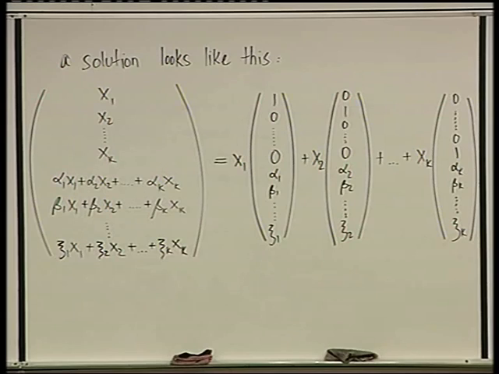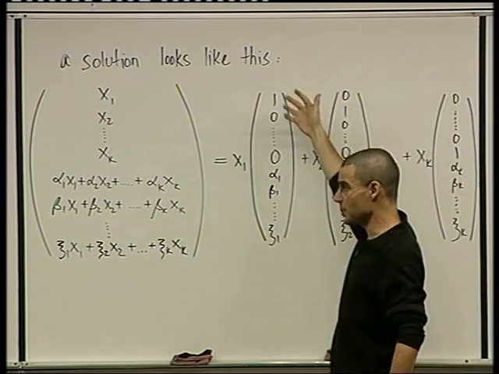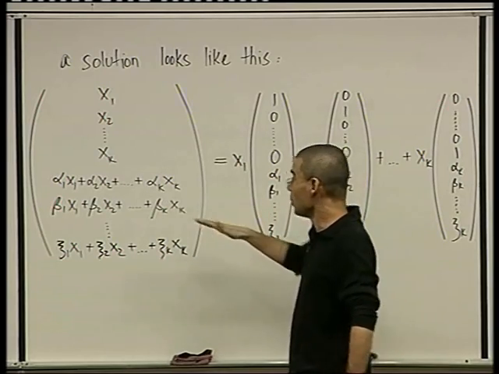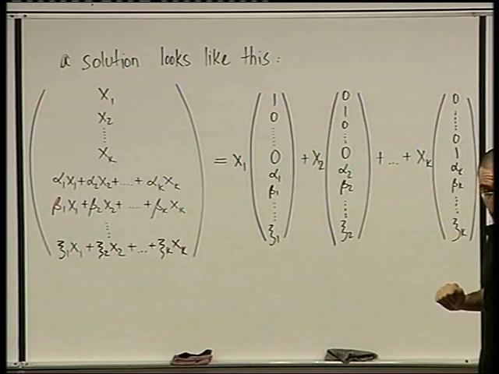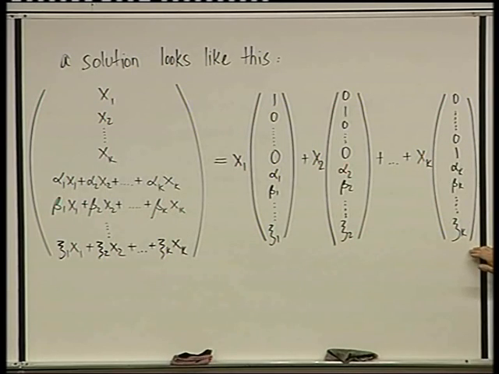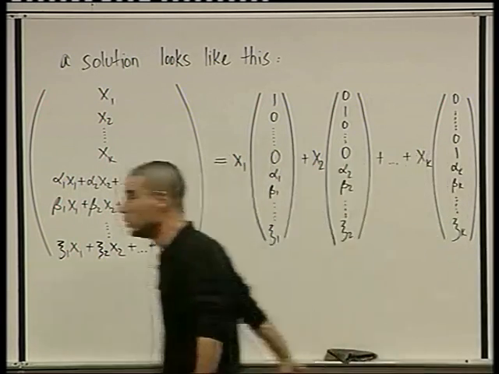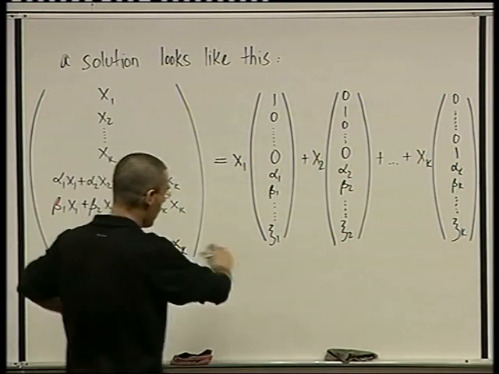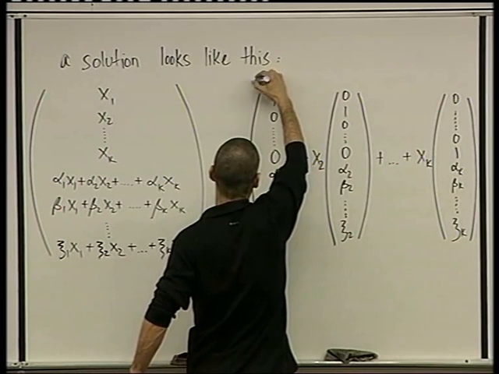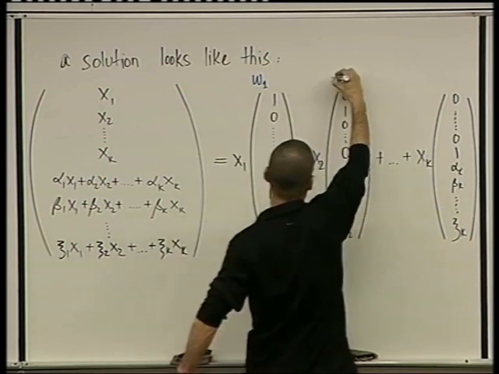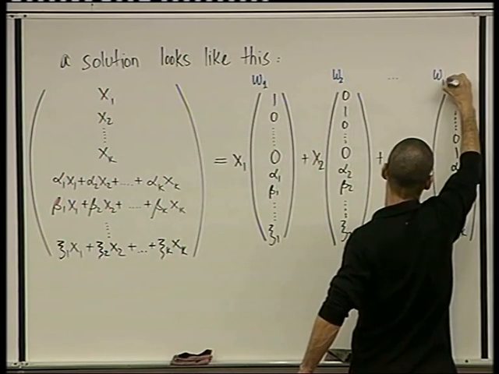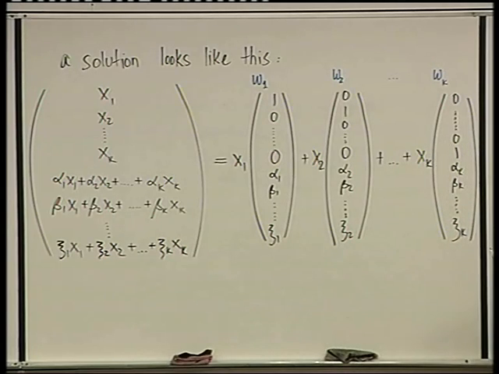Good? So a solution to the system of equations, which has n minus rank degrees of freedom, looks precisely like this, which is precisely like this. Let's give these guys now new names. Let's call them w's. So we're going to call this one w1, and this one w2, dot dot dot, and this one wk. They're just names for these specific vectors.